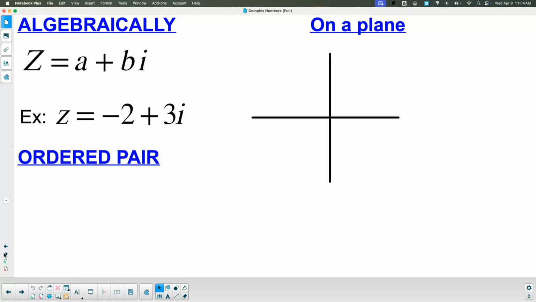Okay? That's a complex number. It's got a real part that is negative 2. It's got an imaginary part that is 3i. Combine the real part and the imaginary part, and you get the complex number. Okay? When we graph this, or if we were to graph this, we would graph this on something called the complex plane.